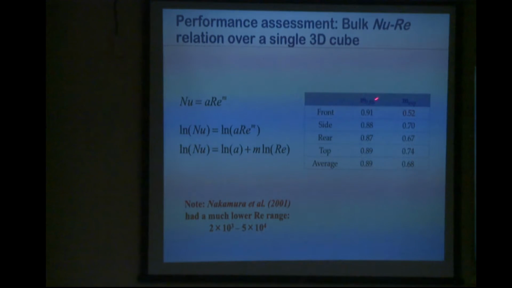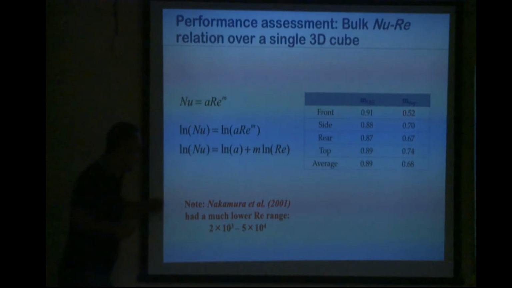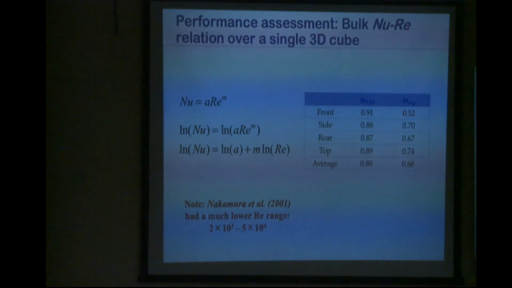So this is the M from the LES for the front of the building, the side of the building, the rear, the top, and averaged over the whole cube. And we get values between 0.9 and 0.89. And you see that the experimental values are much lower. So there's clearly a discrepancy. And that leaves us asking, what is the problem here? Is it our LES, or is it that Nakamura's Reynolds number is very, very small?